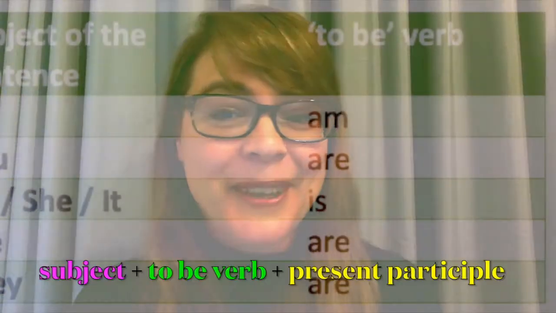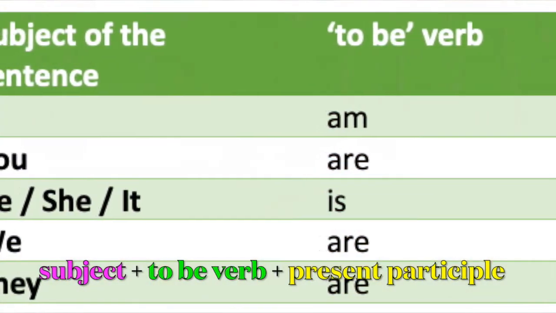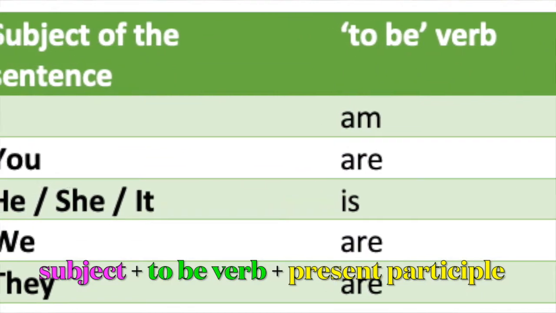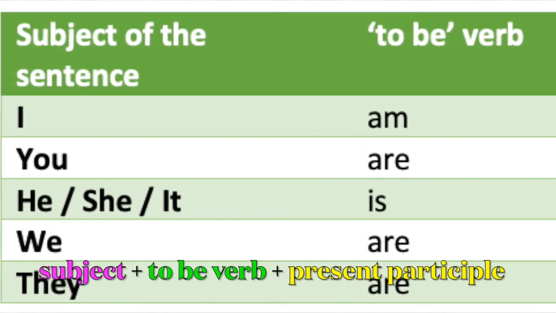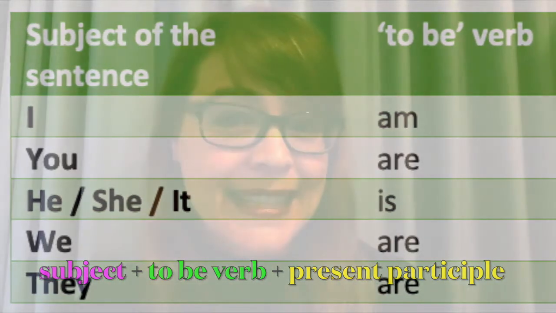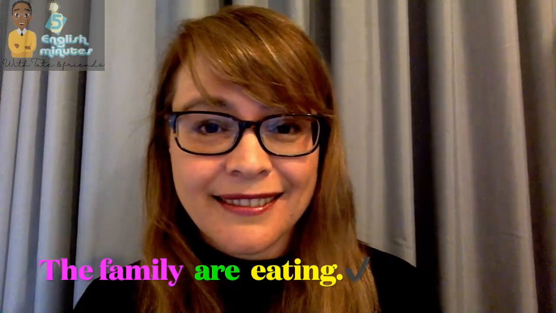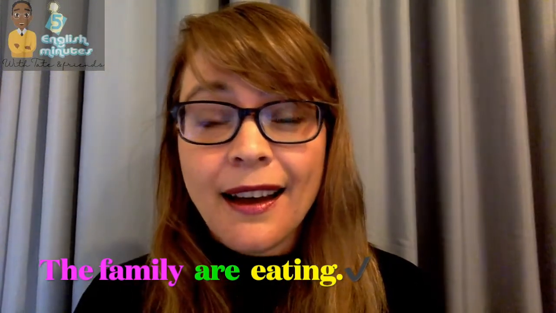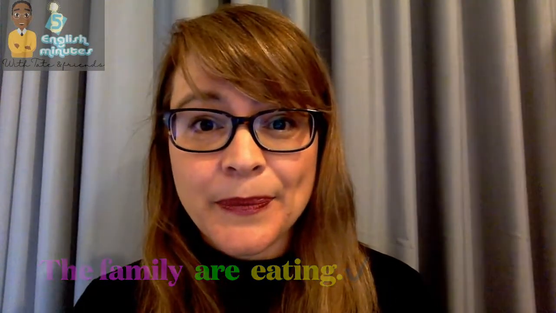So how is the present continuous formed? Well, it's quite simple. We need the subjects, I, you, he, she, it, or they, plus the to be verb, am, is, or are, and then the present participle. So let's take an example. The family are eating. The family is the subject, are is the to be verb, and eating is the present participle. That is an example of the first case we use the present continuous tense.